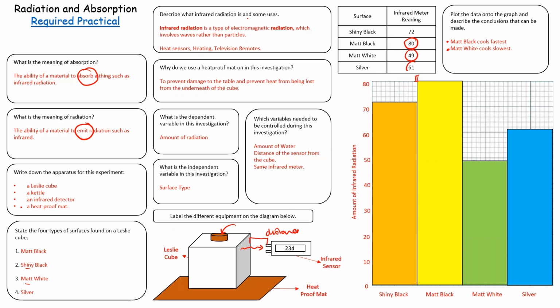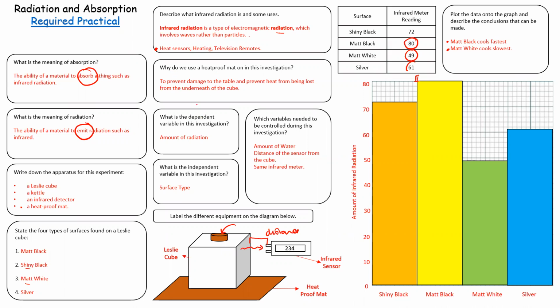Describe what infrared radiation is and some uses. Infrared radiation is a type of electromagnetic radiation. So an exam question may link this to your electromagnetic spectrum, which involves waves rather than particles. And know your examples where it's used. For each one on your spectrum, you need to know what it's used for, the energy involved, etc. A bit of a helpful hint for revision there.